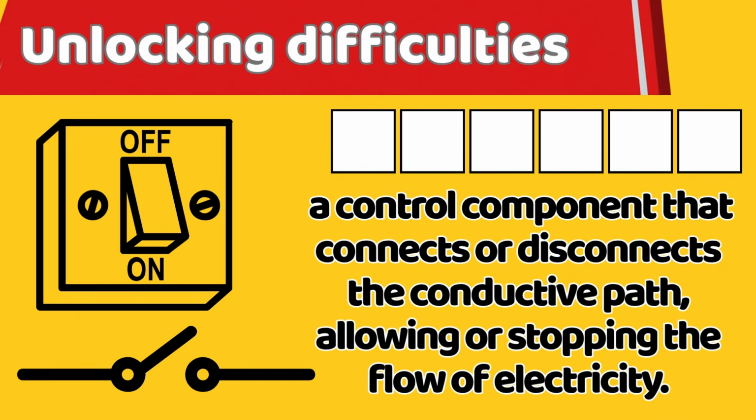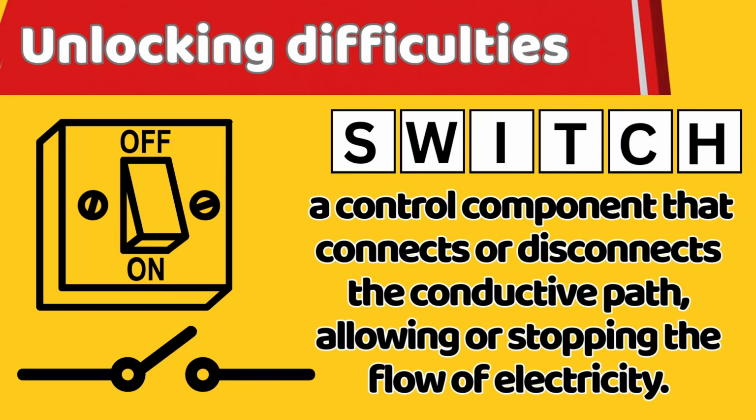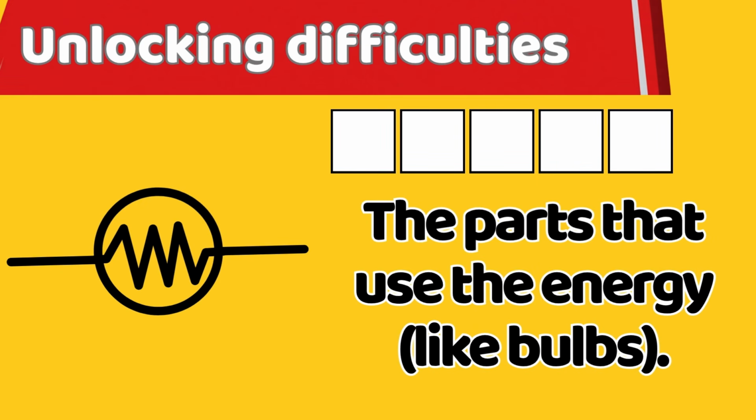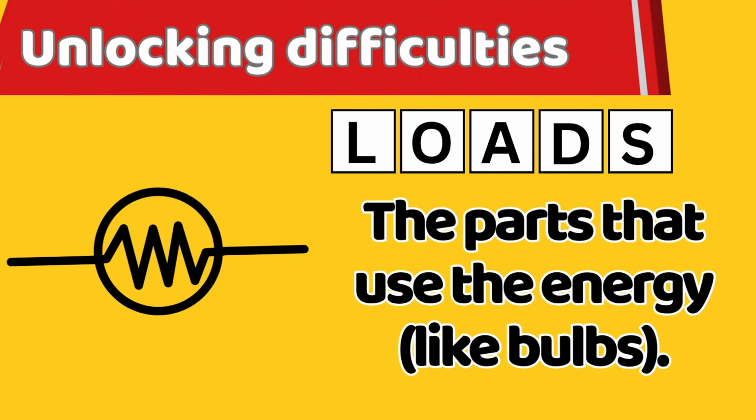Are you ready? For our initial activity, we will be having unlocking of difficulties. First, a control component that connects or disconnects the conductive path, allowing or stopping the flow of electricity. So the answer is switch. You turn it on, you can turn it off. The parts that use the energy, like bulbs. The answer is load or loads, like the bulbs, resistors.